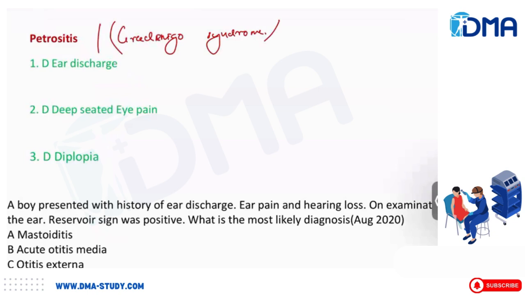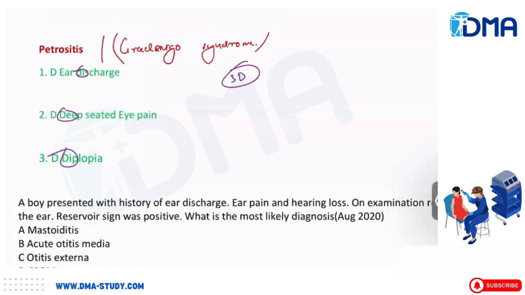The temporal bone has a mastoid part, petrous part, squamous part, etc. If the CSOM from the mastoid part enters the petrous part of the temporal bone, which is lying over the inner ear, it can lead to a condition called petrositis. In petrositis, you will have three cardinal symptoms. Just write it as 3D. The first D is discharge, the second D is deep-seated eye pain, the third D is diplopia.